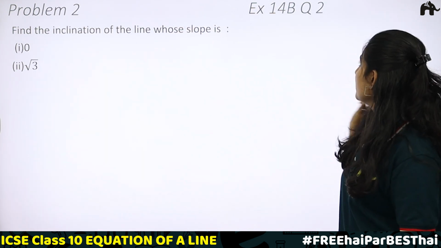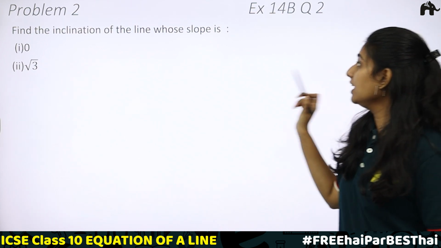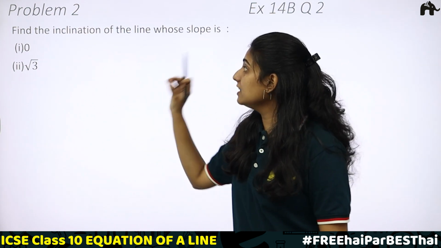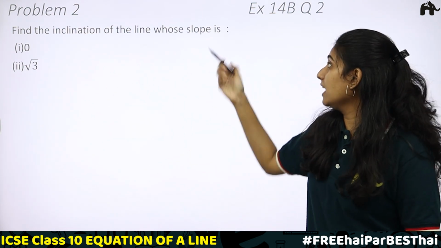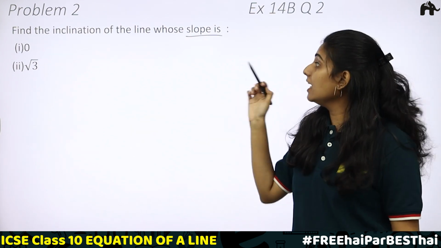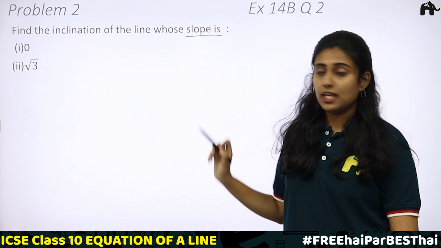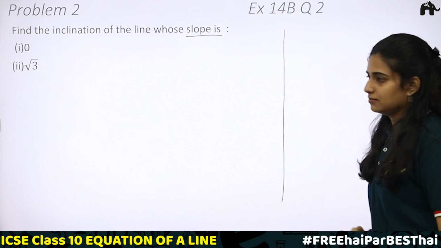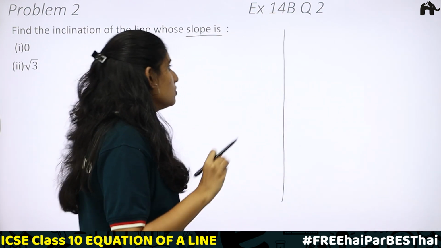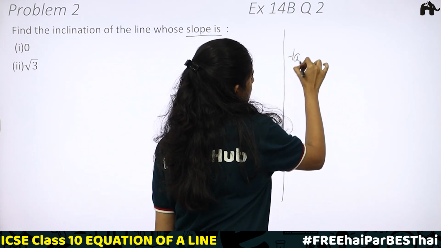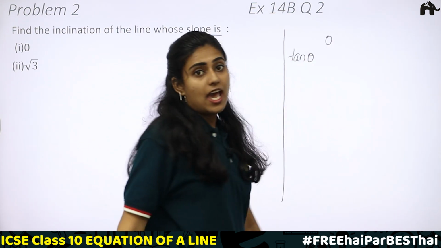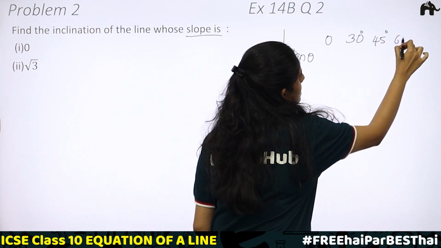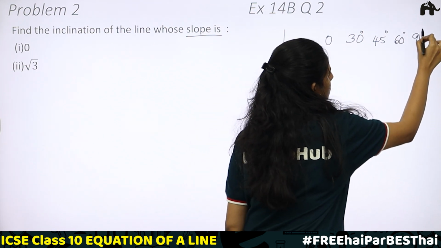Next, the second problem, question 2 of exercise 14b. Find the inclination of the line whose slope is first 0 and the second root 3. Here, in this question, inclination we need to find and the slope is given. In the previous question, inclination was given and we found out the slope. Let us see how to find the inclination with slope. The reverse we have to do here. For that, we'll first study some basic values of tan theta: we need tan 0, tan 30, tan 45 degree, tan 60 degree and tan 90 degree.